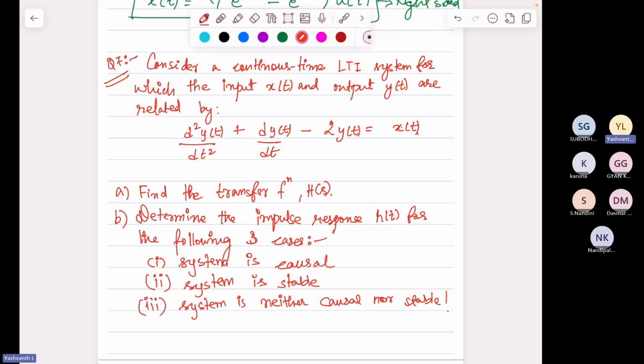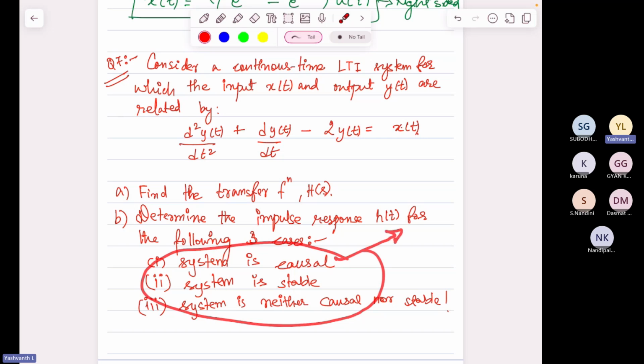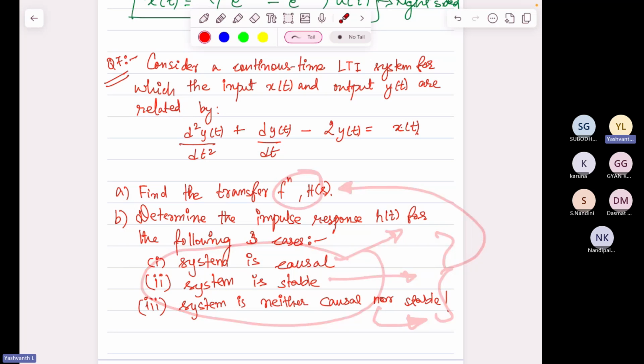Actually, it's a very good, very simple question. All you need to do is use the properties of these systems. That is, if the system is causal, how will the ROC look? If the system is stable, how will the ROC look? If the system is neither causal nor stable, how will the ROC look? So for these 3 different cases of ROC, find the inverse Laplace transform derived in part A. That's all the question is.